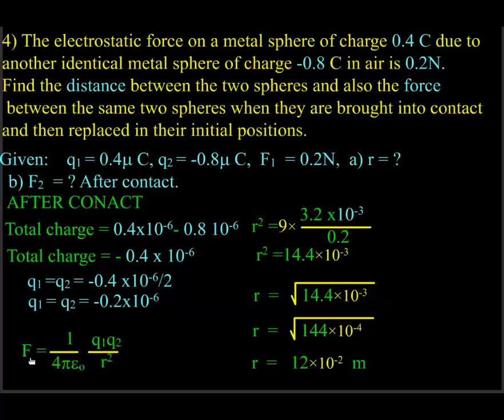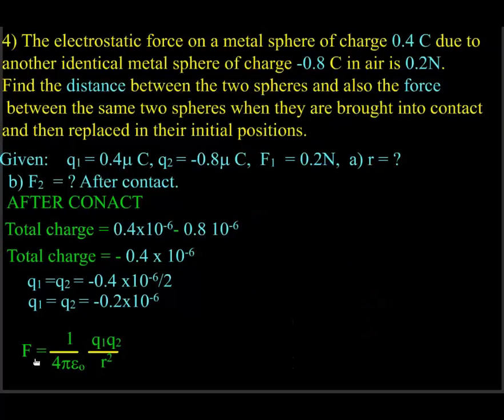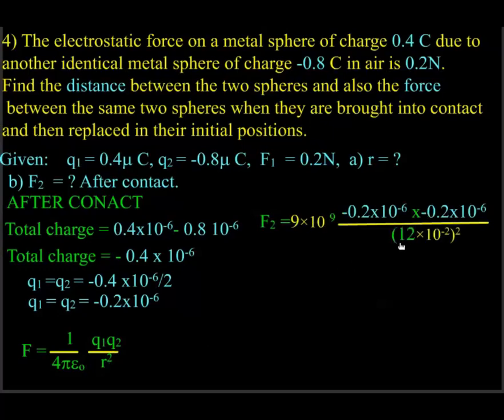This is F2. And here F is equal to 1 over 4 pi epsilon naught, which is 9 into 10 to the power of 9. Q1 is minus 0.2 microcoulomb. Q2 is also minus 0.2 microcoulomb. And the distance we have already calculated, that is 12 into 10 to the power of minus 2, that square. So here minus into minus becomes plus. 10 to the power of minus 6, minus 6, that is minus 12, plus 9 is minus 3.